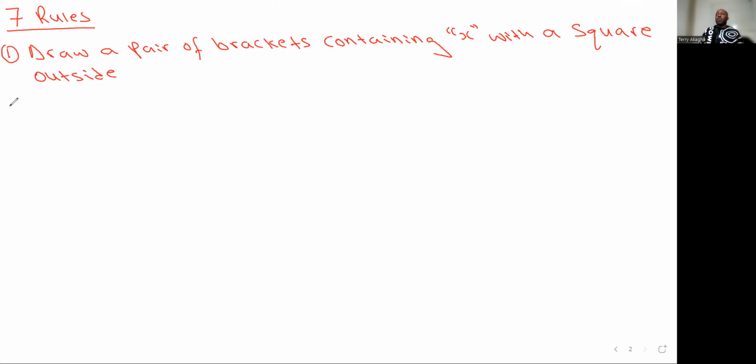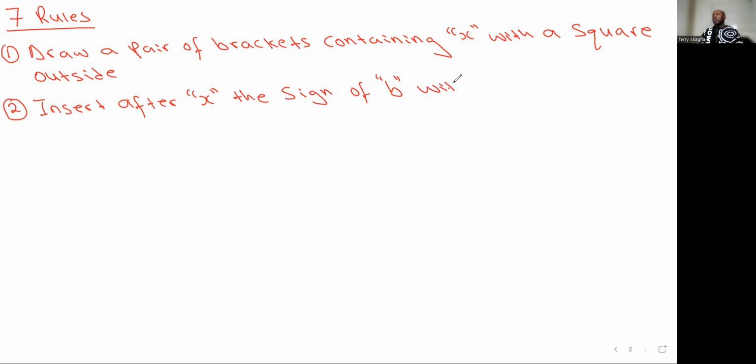When you're done with that, number 2, you insert after the x the sign of b. Depending on what the sign of b is, you insert it in front of the x, within the bracket. I'm going to explain how to do it. It's very simple.